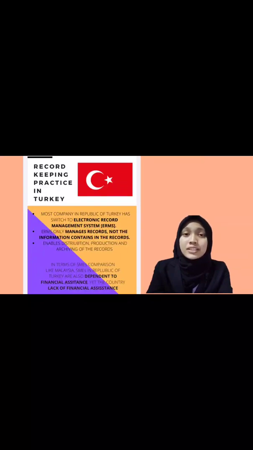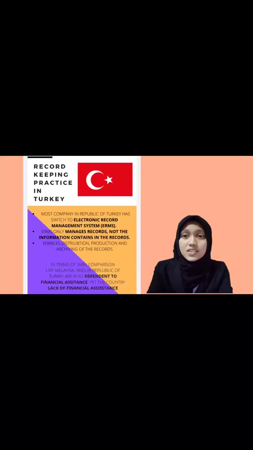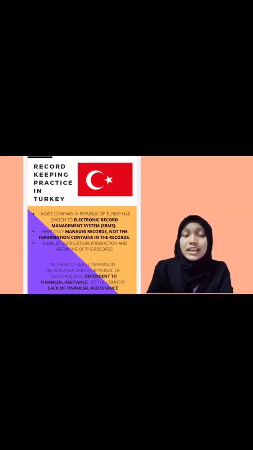Next, moving on to record keeping in Turkey. In general, record keeping in Turkey has switched to Electronic Record Management System (ERMS). ERMS only manages the records, not the information in the records. It enables distribution and also the production of the records. SMEs in Turkey are almost the same as Malaysia, and they are very dependent on financial aid.